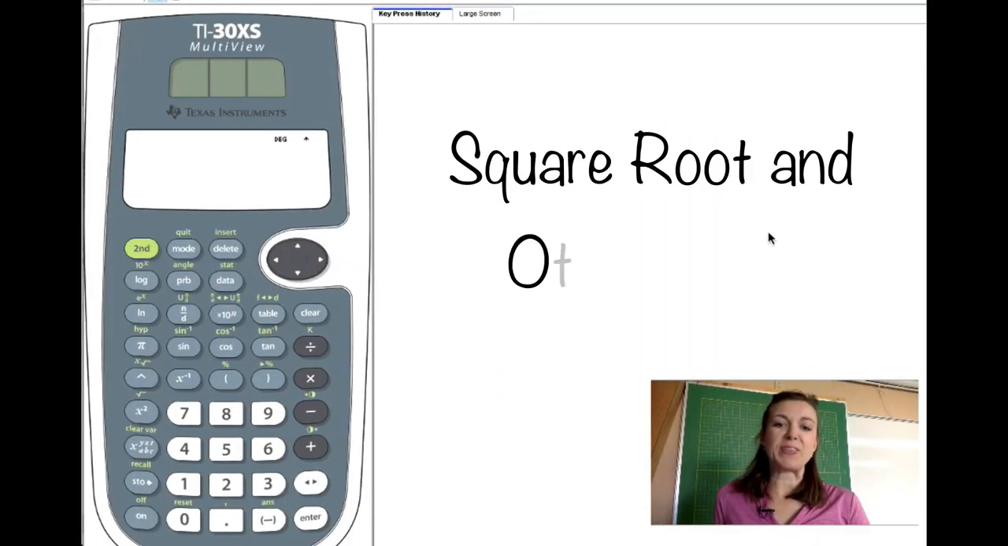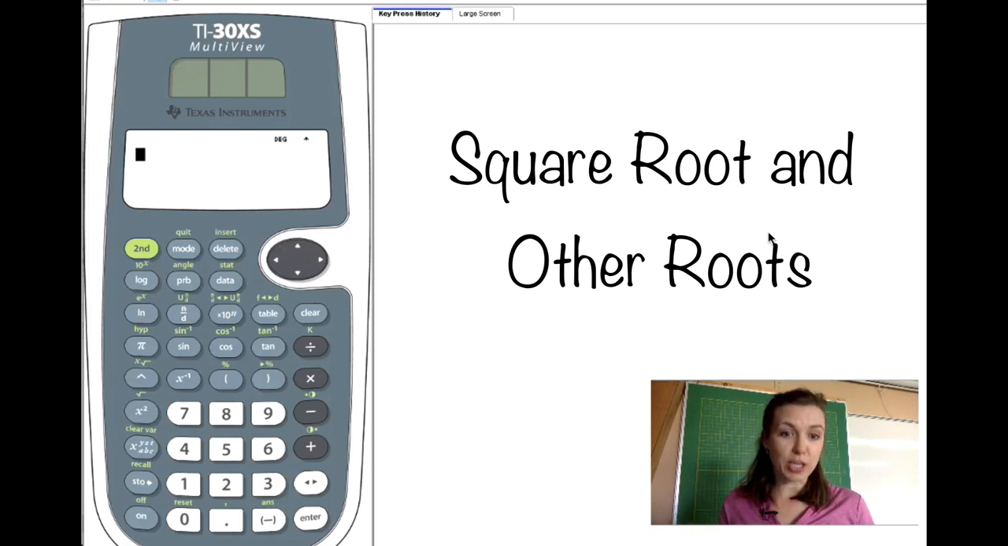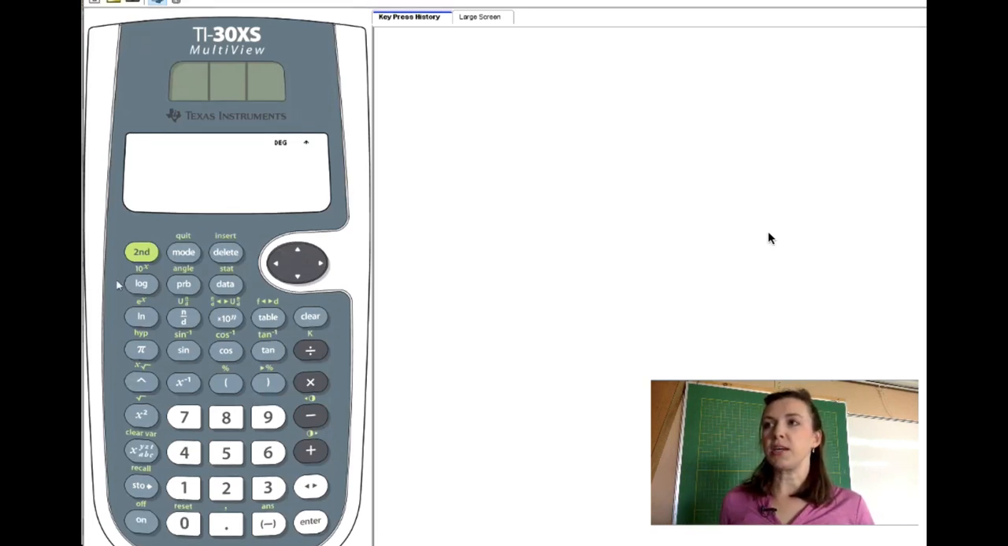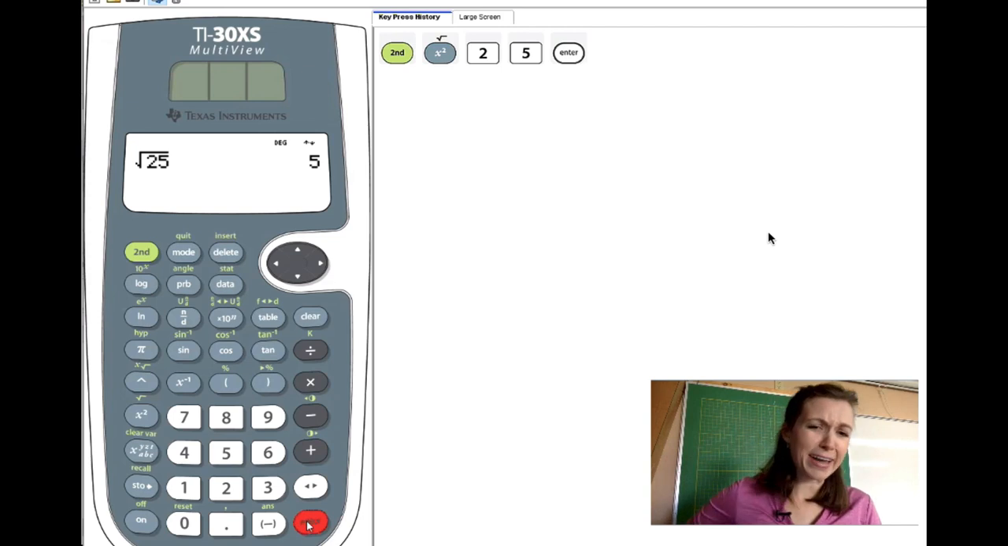Now let's take a look at the square root or the cubed root, okay? Here we have the square root. It's kind of hiding because it's not as common. Square root of 25, we know that, right? 5, 5 times 5 is 25. Let's do a cubed root.